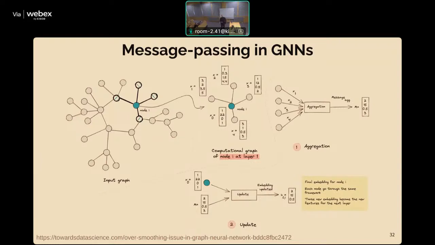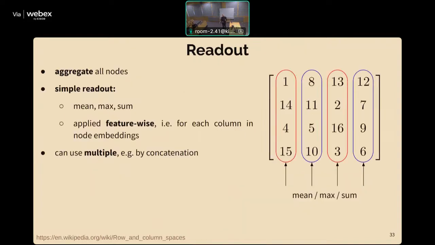How you define this aggregation and update operations defines many different graph convolutions. But the idea is basically this. You pass messages between neighboring nodes, they send those messages, aggregate them, update the node representation, and do this for a few layers. Typically, graph neural networks are also very shallow, so you do this like 2 or 3 times and that's it. And then you aggregate the information from the whole graph using the readout function.